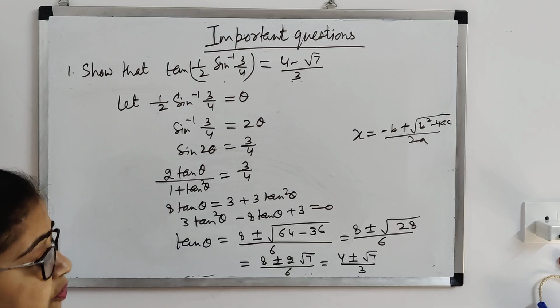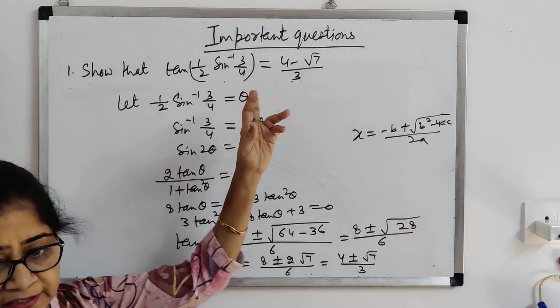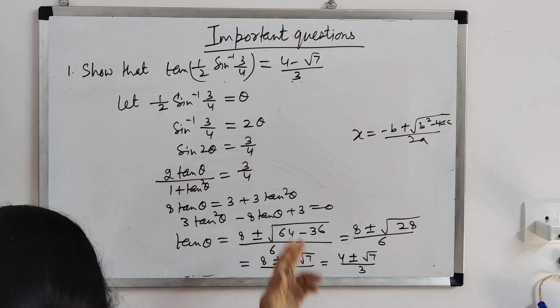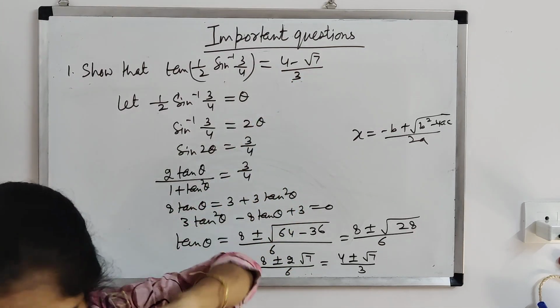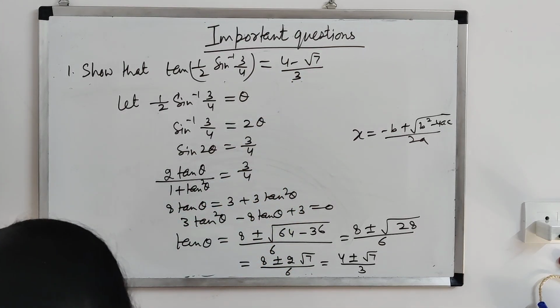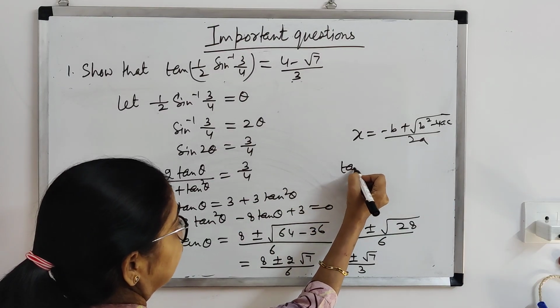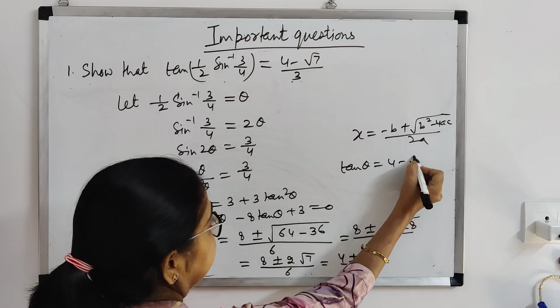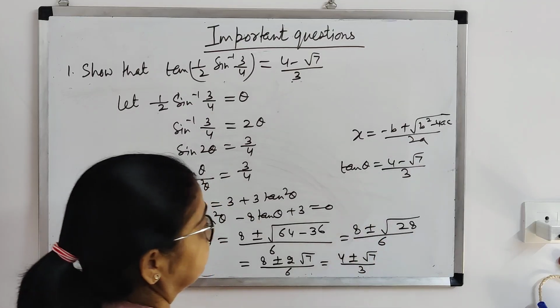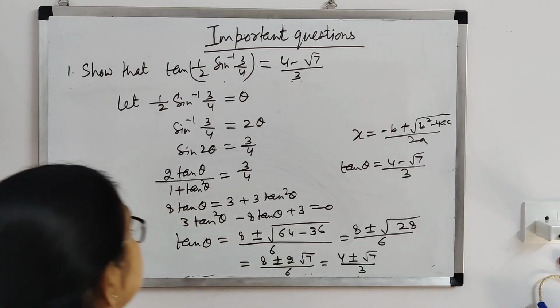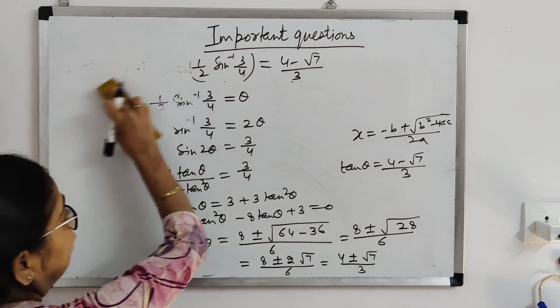Now which value do we have to take? Because it is a prove-that question and it is given 4 minus root 7 by 3, we will be taking the value with minus, so tan theta is equal to 4 minus root 7 by 3. So let's do the next question. This is the first important question.